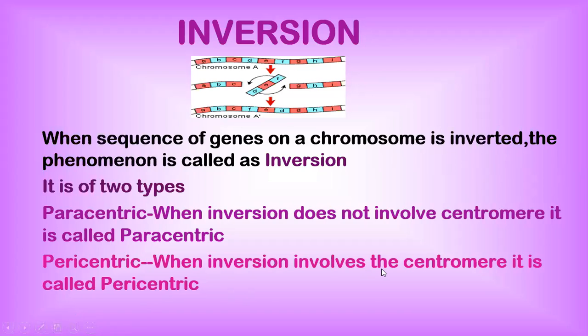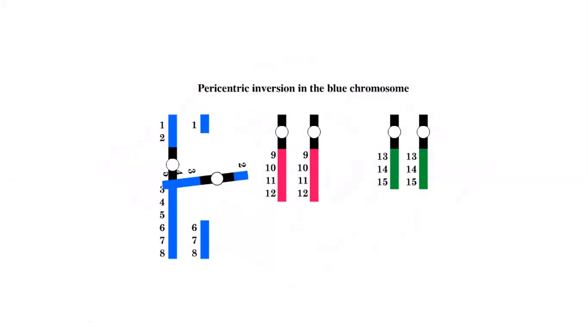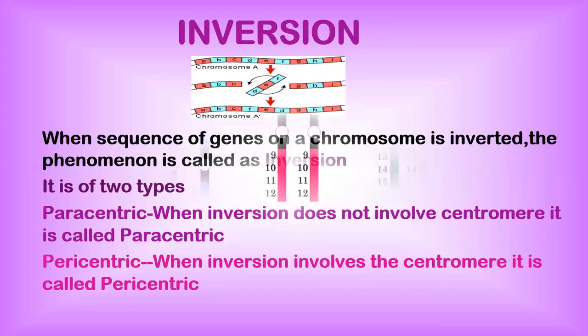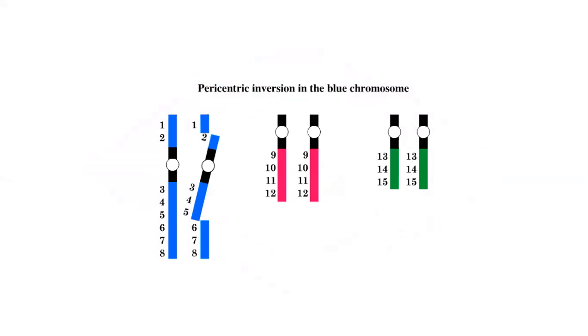I'm repeating the definition of pericentric again. When inversion involves the centromere, it is called pericentric. So, in short, inversion without centromere is paracentric and inversion with centromere is pericentric. Observe this closely.